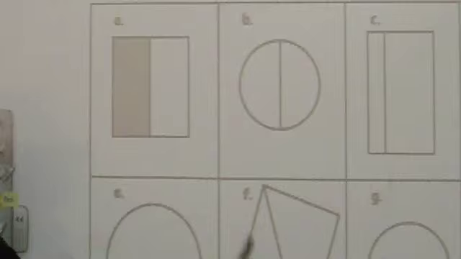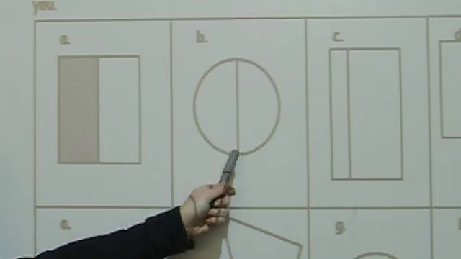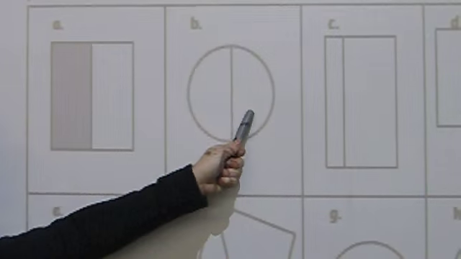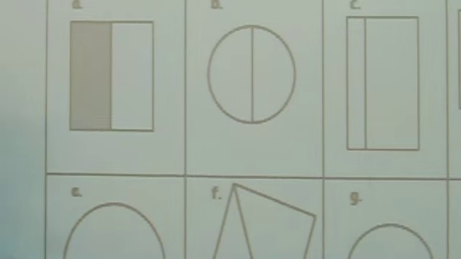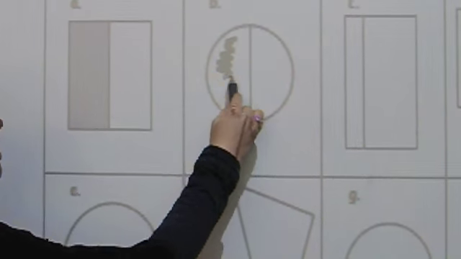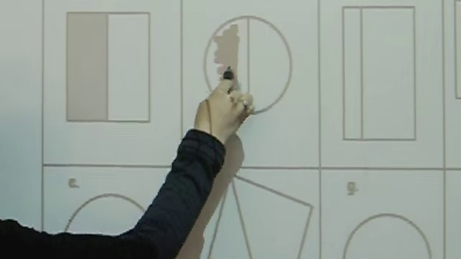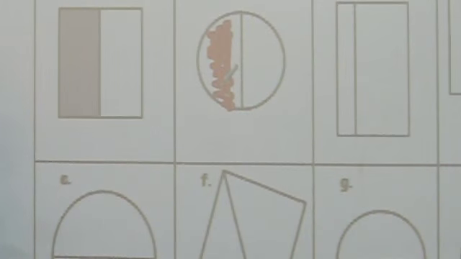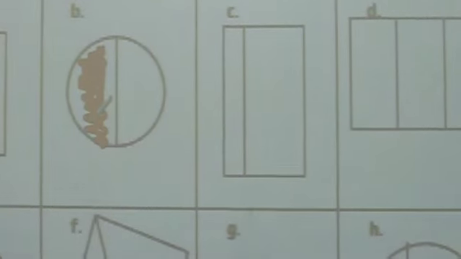Let's look at B here. First thing we have to look at is, does it have 2 equal shares? There's 2 shares, and they're both the same size. So this works, and now we want to color in one of the shares. Just one, not both. Okay? So that's what B would look like. And I'm sure yours looks a lot neater and more colored in.